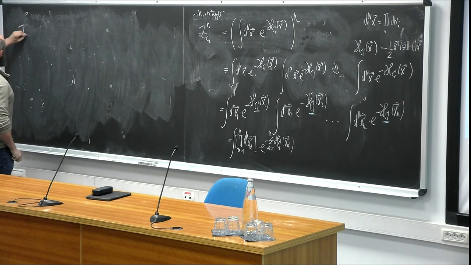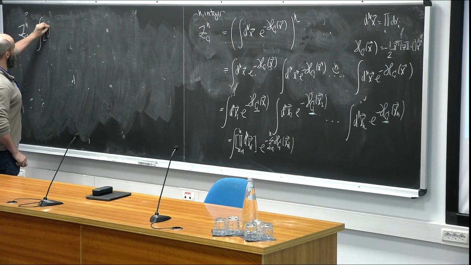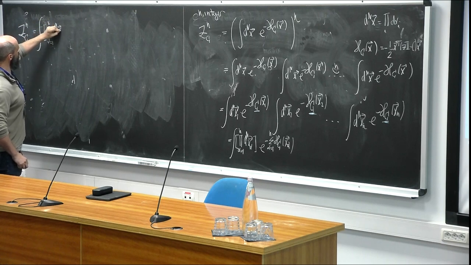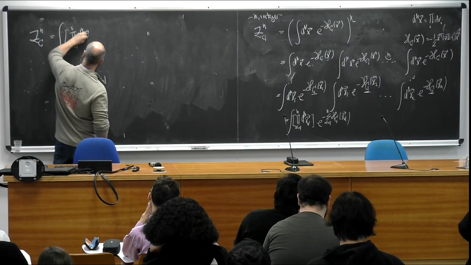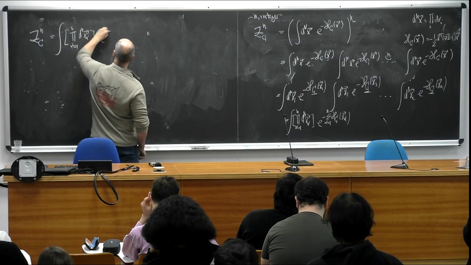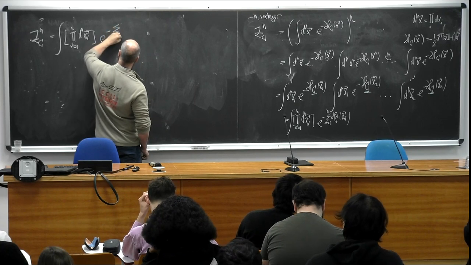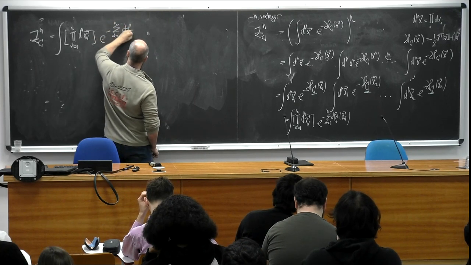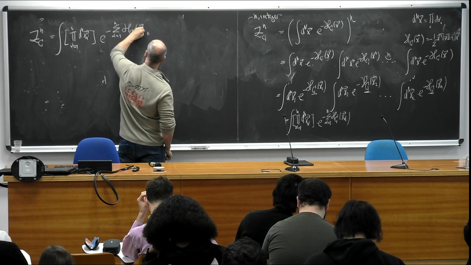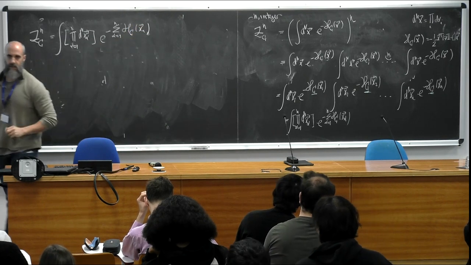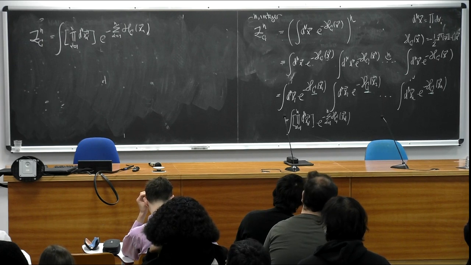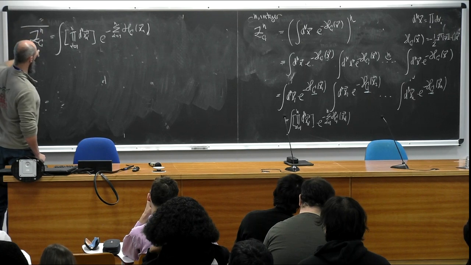the nth power of the partition function is equal to this integral, the product for alpha from 1 to small n, d^N x_alpha, of the exponential of minus the sum for alpha from 1 to small n of the Hamiltonian H_C(x_alpha). Yeah. And so far so good? Yes? Very good. Now I have to do the average over the different realizations of C.